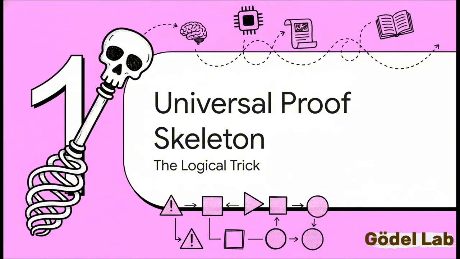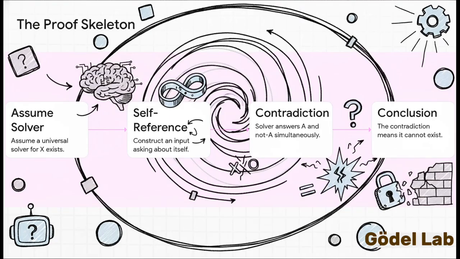So, Section 1, the universal proof skeleton, the logical trick behind everything. Before we can truly grasp the limits of AI, we really have to uncover this master key. There is this one single logical trick that brilliant minds have used repeatedly throughout history.